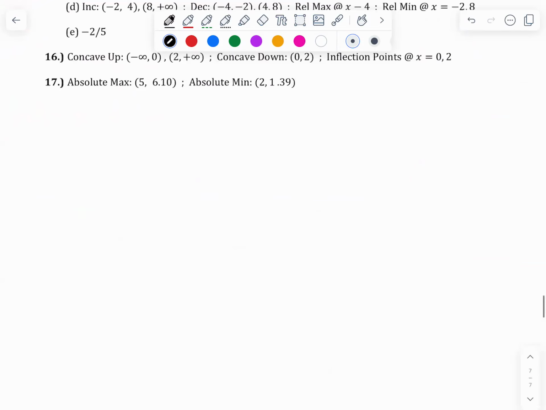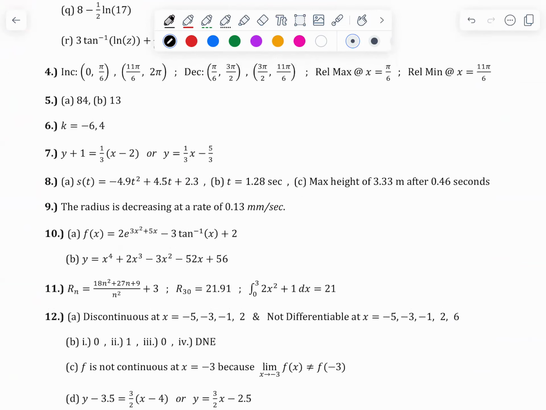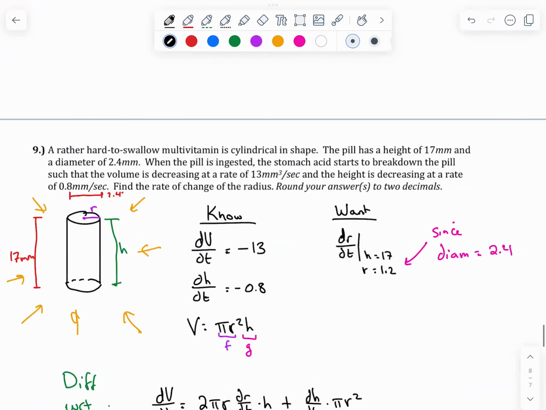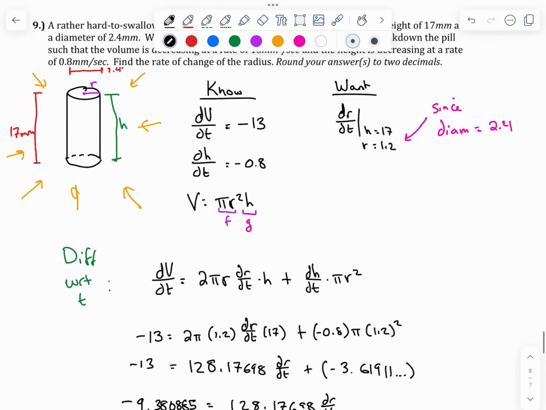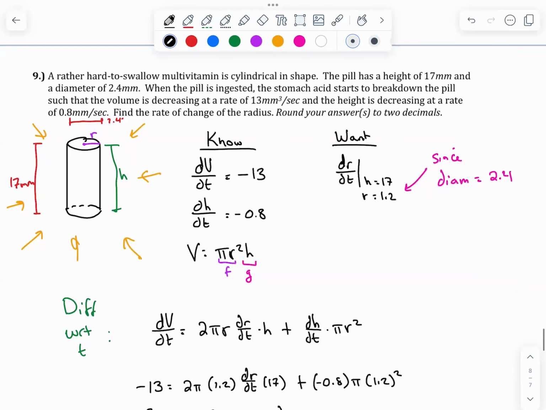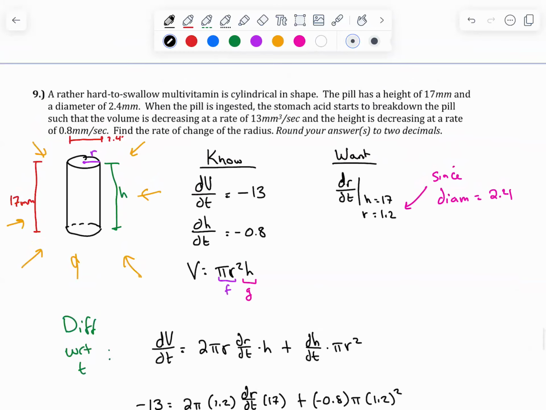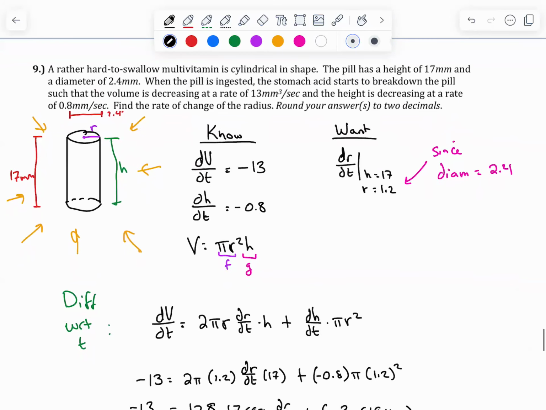Let's see, did I get it right? Nope. What did I do wrong? Did I make a mistake? There's a possibility that I assumed something and I didn't write it down in the original thing. Decreasing at a rate of 13 millimeters cubed per second, 0.8 millimeters per second.